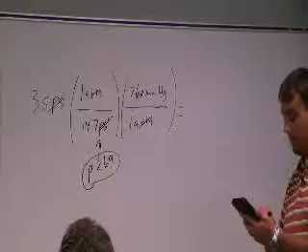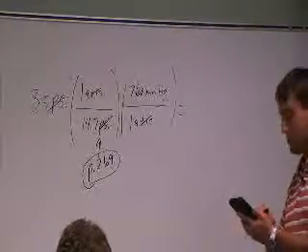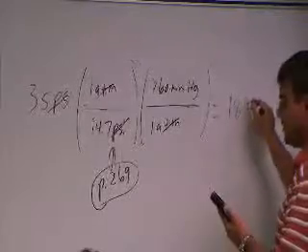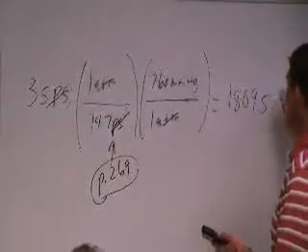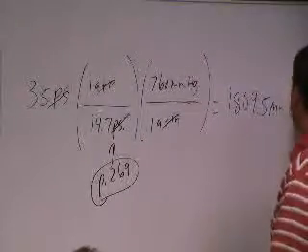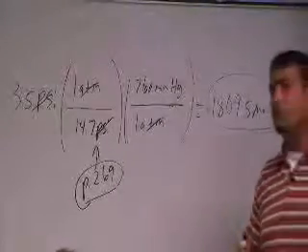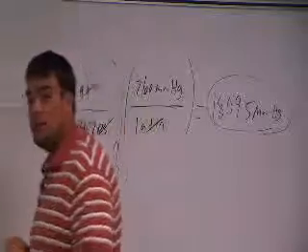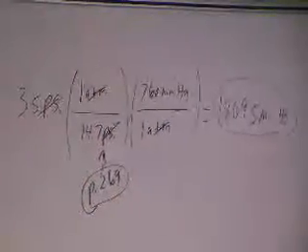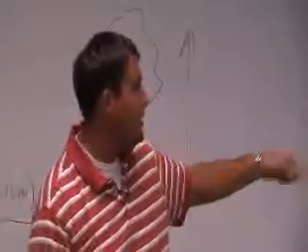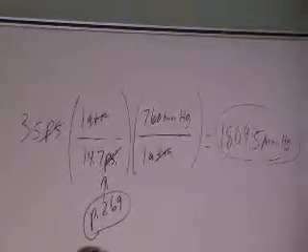35 divided by 14.7 times 760. So to answer her question, that's 1,809.5 millimeters of mercury. All right. So if her tire gauge read millimeters of mercury, which it don't, she would plug it up, and her thing would read 1,809.5. Okay.